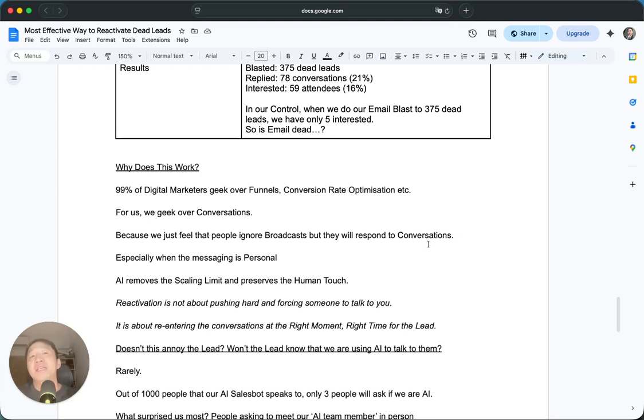If you have been blasting out WhatsApp to your audience, number 1 is that you might get banned. Number 2 is that you might not get a good response. Over time, we have learned how to tune so that we maximize our response rate and also our throughput. Especially when the messaging is personal, you will get a higher response. So AI removes the scaling limit and preserves the human touch. To us, reactivation is not about pushing hard and forcing someone to talk to you. It is about re-entering the conversation at the right moment, the right time for the lead.